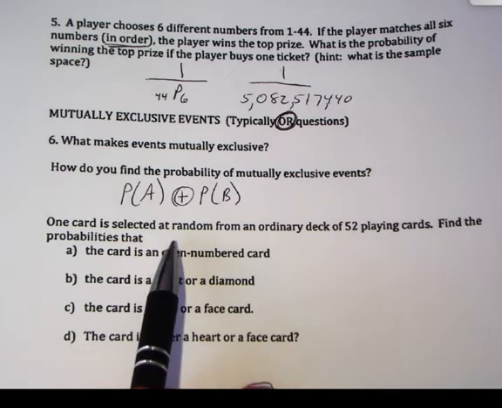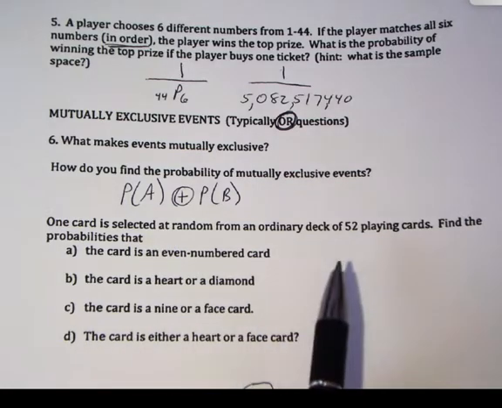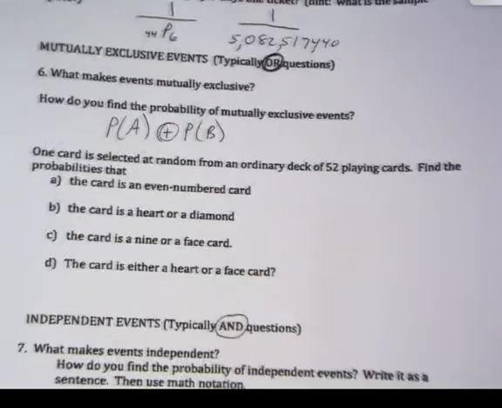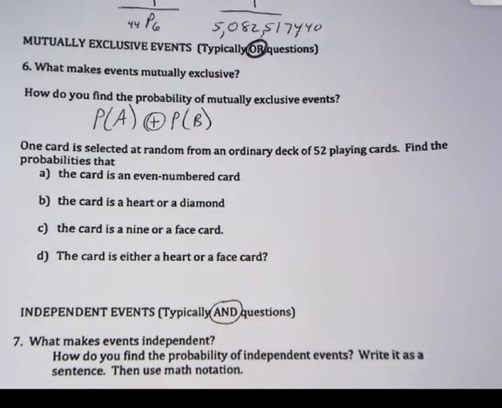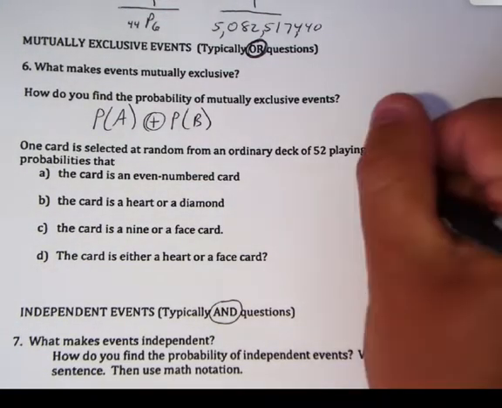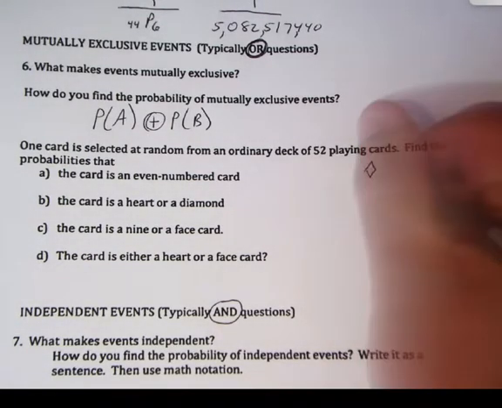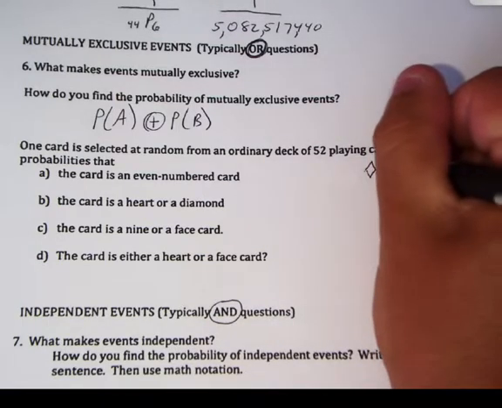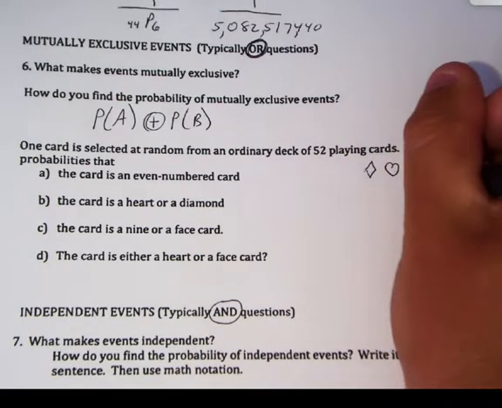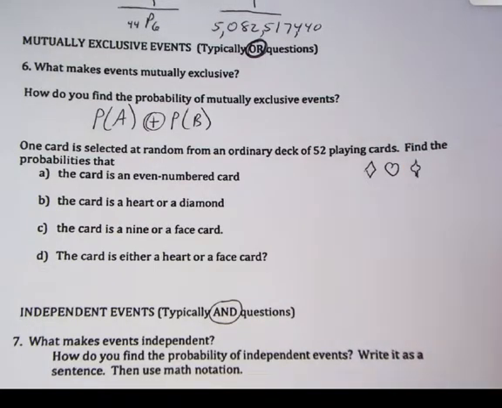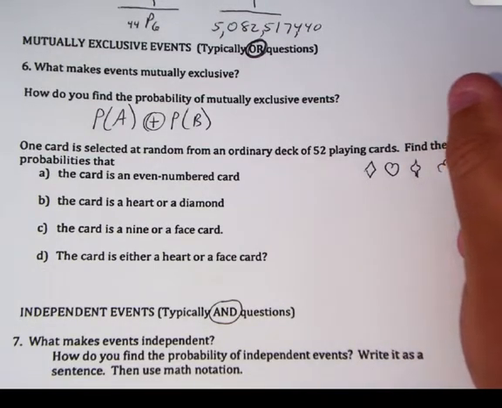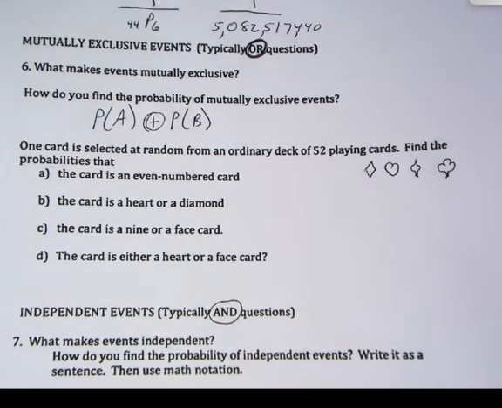One card is selected at random from an ordinary deck of 52 playing cards. So you do need to know a little bit about cards. I've learned over the years that I thought this was common knowledge, but some students don't know this. In a deck of cards, you have 4 suits. You have diamonds, you have hearts, you have spades. I'm terrible at drawing a spade. And then you have clubs. Something like that. So there's 4 suits.